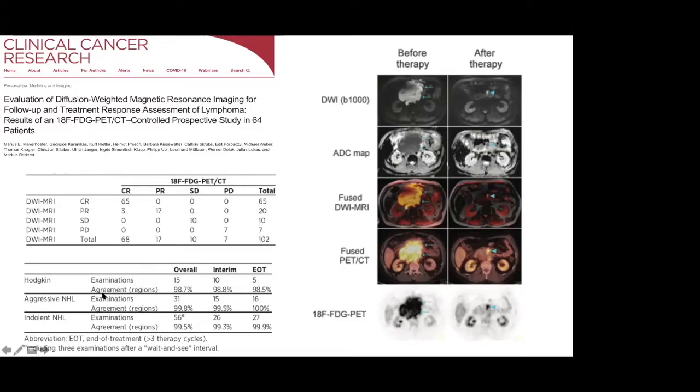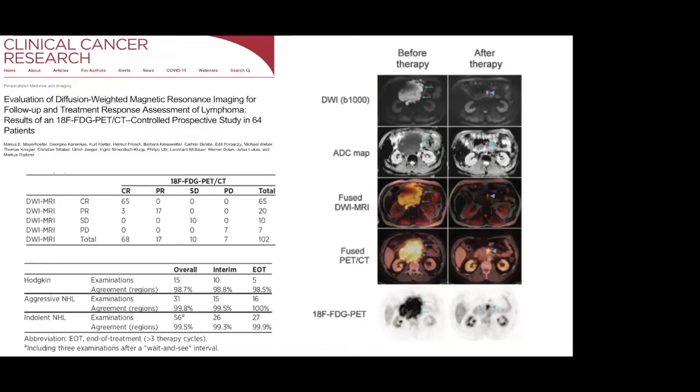So the agreement between PET-CT and whole body MRI in Hodgkin, aggressive, and indolent lymphomas is actually very good. And looking at the data, it appears that the discrepancy lies in the fact that PET-CT called complete response in 3 patients, while diffusion called those 3 patients a partial response. So it's again a very promising technique.